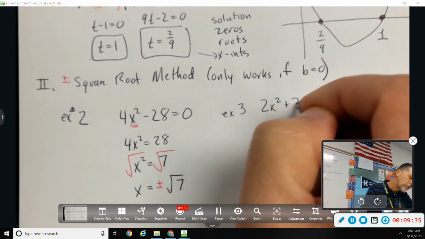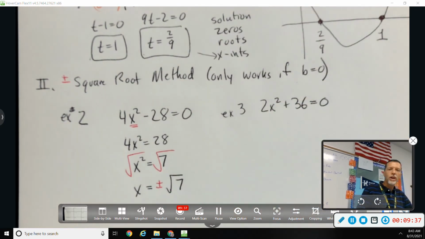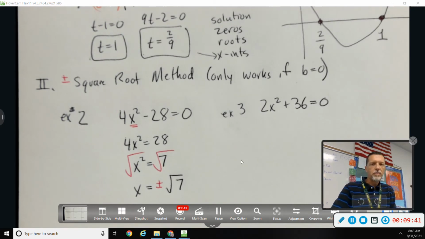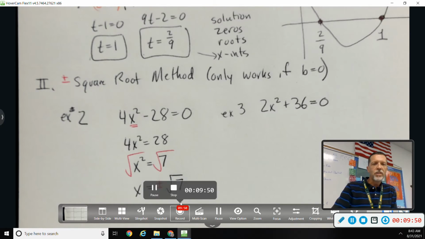All right, why don't you try this one? 2x squared plus 36 equals 0. Fair warning, though, it works a little different than the first example we tried. So give that one a try, and then we'll see how we compare.